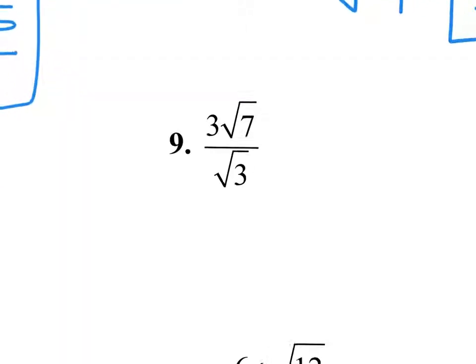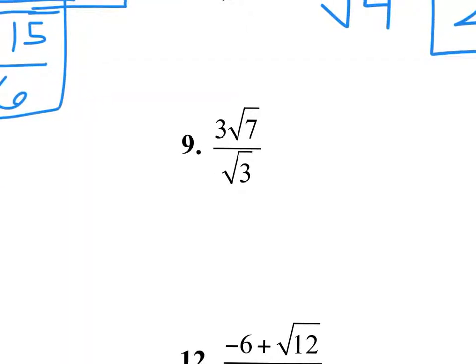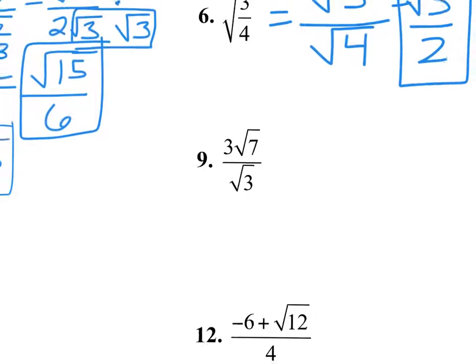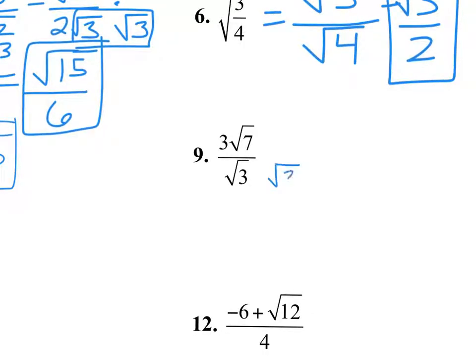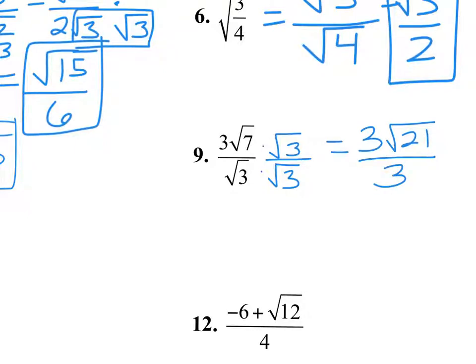Number 9. Here we go. We're going to multiply top and bottom. Should I let you try this one? I'll let you try this one on the back when you do your homework tonight. So we're going to do rad 3, top and bottom. You always choose what's in the denominator to do top and bottom. So up top we get 3 rad 21, 7 times 3, 21. On the bottom we get rad 3 times rad 3 is rad 9, which is 3. And then we can reduce rad 21.